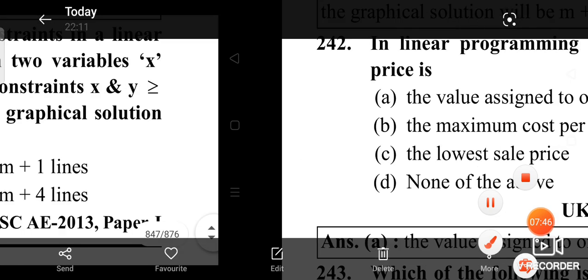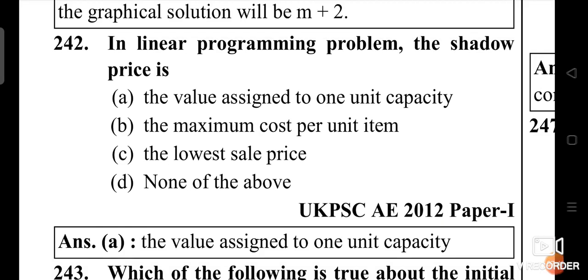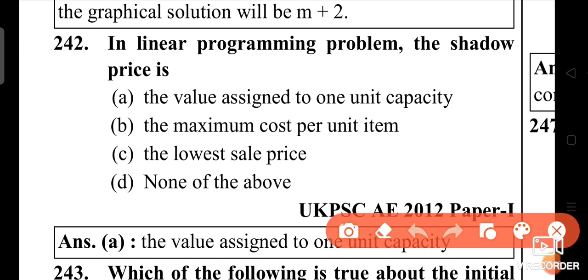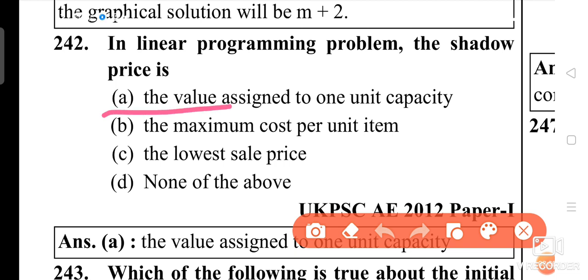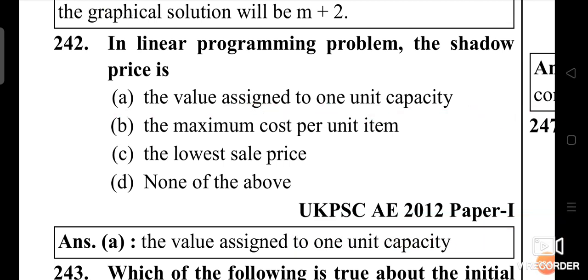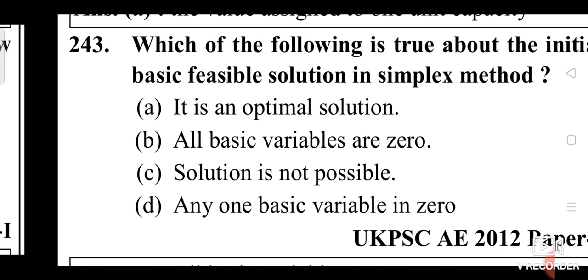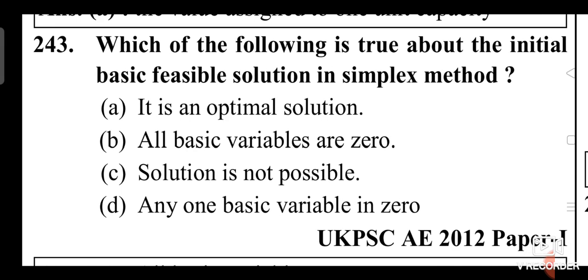Next, in a linear programming problem the shadow price is the value assigned to 1 unit of capacity. Next, which of the following is true about the initial feasible solution of simplex method?